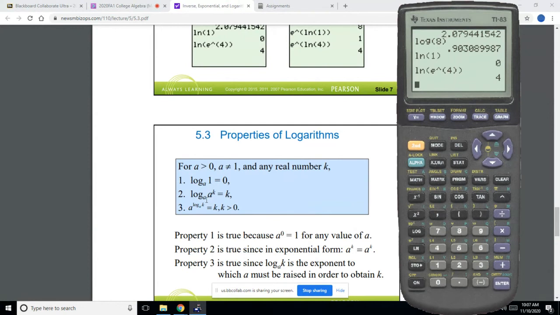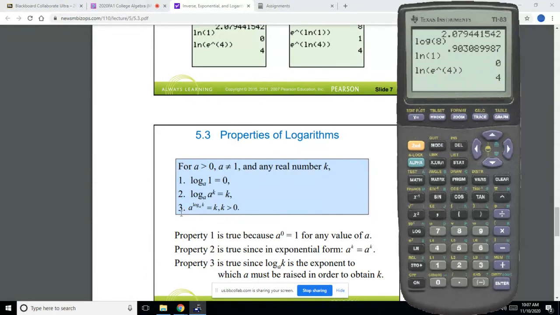If the base of your log, which is a, is the same as the base of your exponent, the value is the exponent. So if this were log base a of a to the 6th power, then it would equal 6.